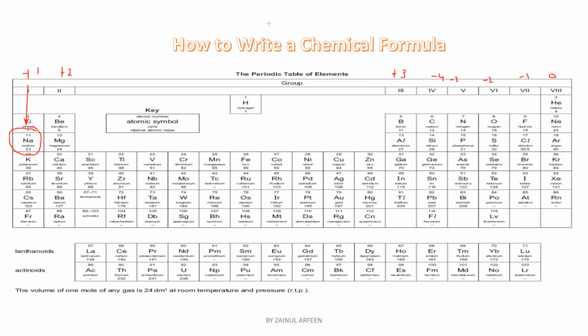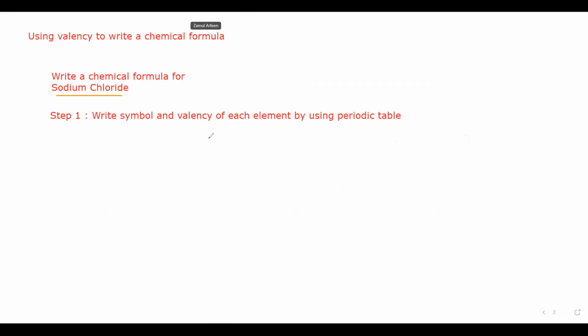And what about chlorine? Because we are writing for sodium chloride, in a compound, if chloride, bromide, or iodide is there, it means that element is present. So sodium chloride means the chlorine element is there. So what will be the valency of this chlorine element? That's -1. So first we work out the symbol and the valency by using a periodic table. So we write the symbol for sodium, which is Na, and it is +1, and for chlorine, that is -1. That is the first step.